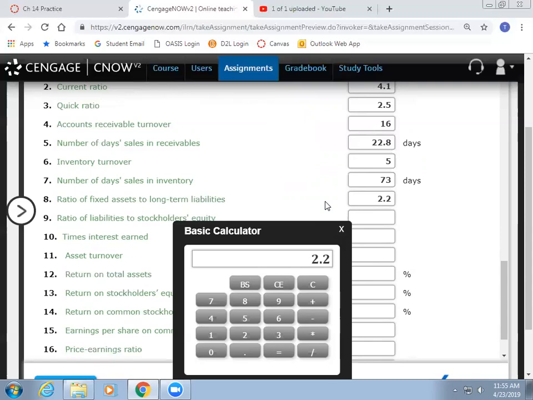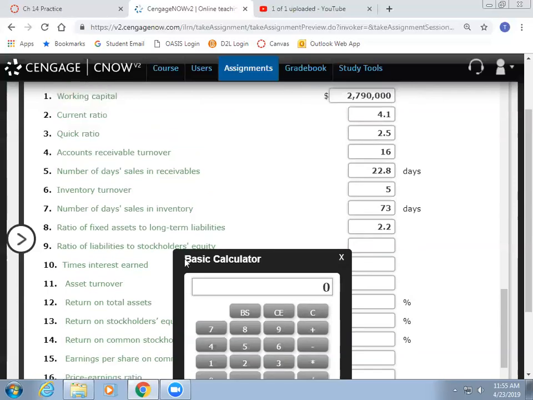And the next one is ratio of liabilities to stockholders' equity. Okay. So here it's looking at how much of our company is financed by debts versus equity, okay? Which is kind of important too, right? If our whole company is financed on debt, it's kind of scary. Whereas equity would be more common stock, bonds, things of that nature, okay? So we are going to take total liabilities divided by total stockholders' equity.